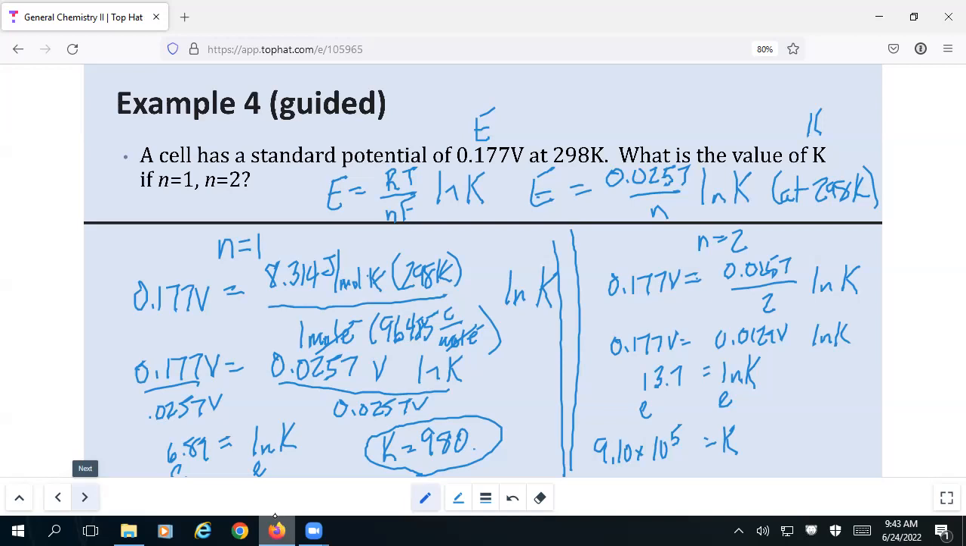Which should make sense, because if we think of delta G as being equal to negative nFE, the more electrons that are moving through the process at the same voltage, the more spontaneous that process is going to be, the more favorable that reaction is going to be. And so more favorability means a larger equilibrium constant. So that should be no surprise there. Any questions with this example?